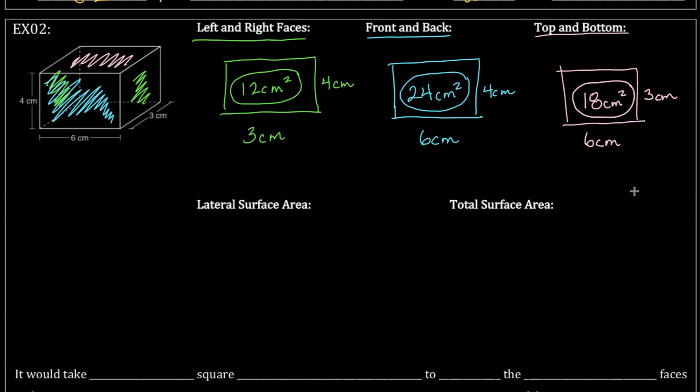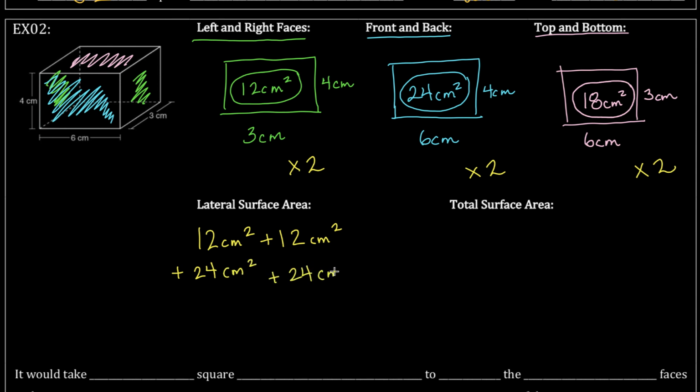All right, so cool. Don't forget that there are 2 of each of these. Like, there are 2 of these 12 centimeters squared because we have the left and the right, and so on and so forth. So for lateral, let's go ahead and add all the faces except for the top and the bottom. So left and right, we have 12 centimeters squared. And then we add another one because there's 2 of them. And then we add the front and the back. So 24 centimeters squared plus 24 centimeters squared.